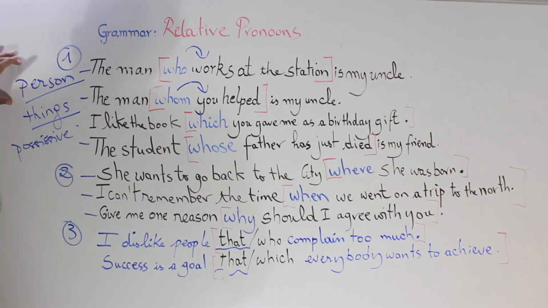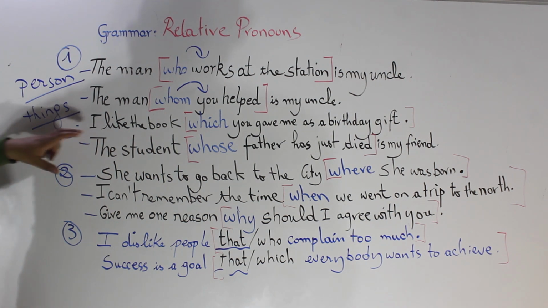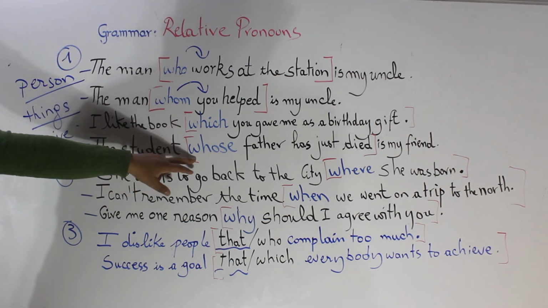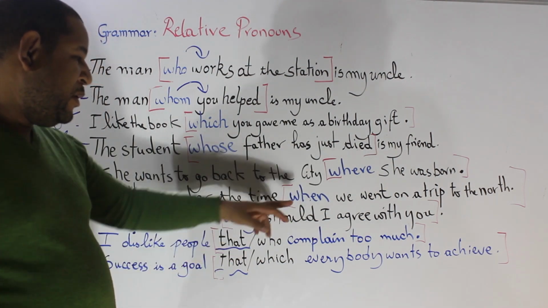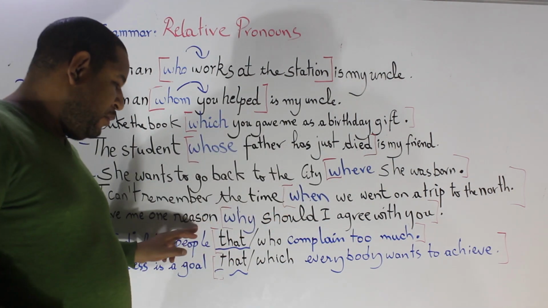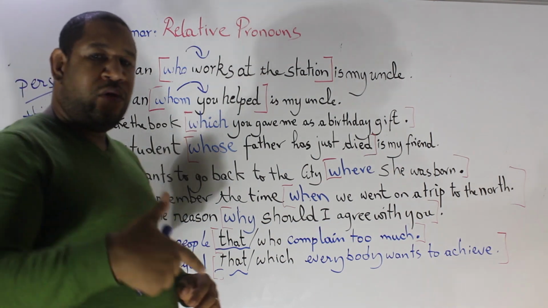So, just a recapitulation: who for person with whom, which for things, and whose for possessive, where for place, when for time, why for reason, etc. And that can replace who or which.